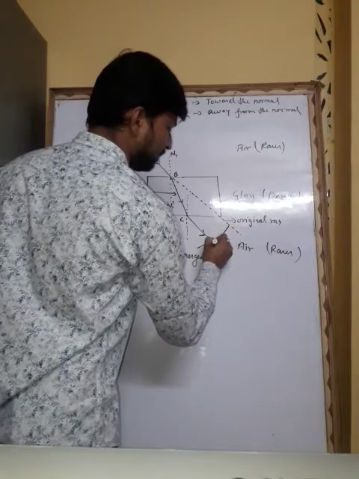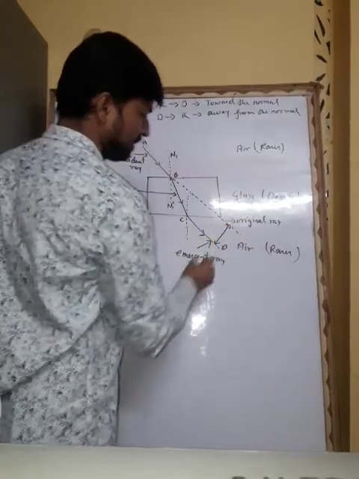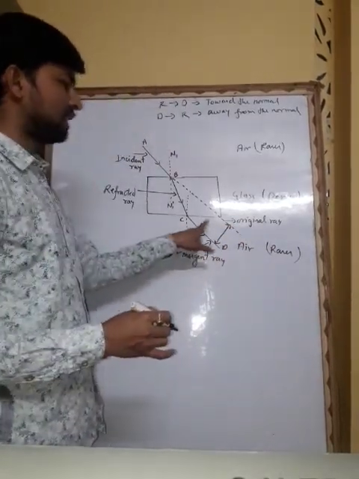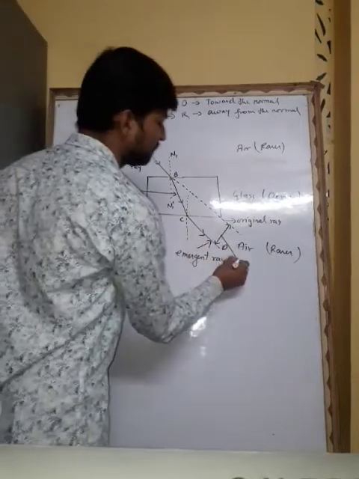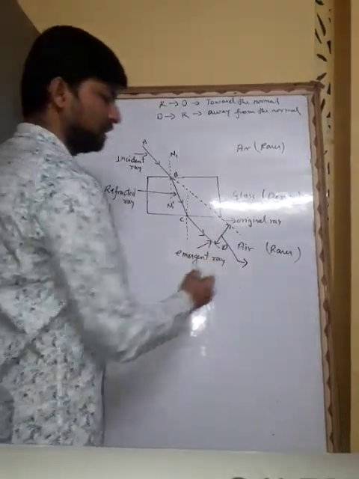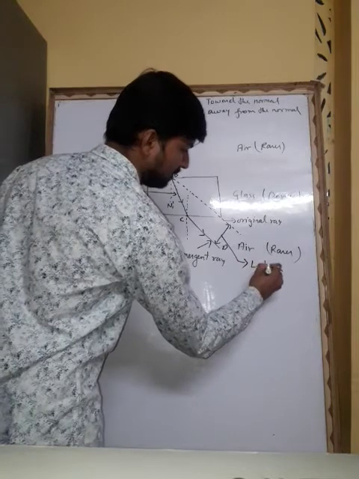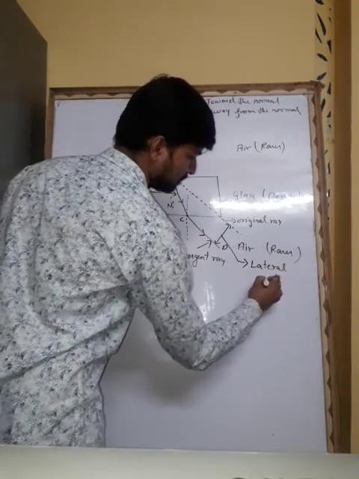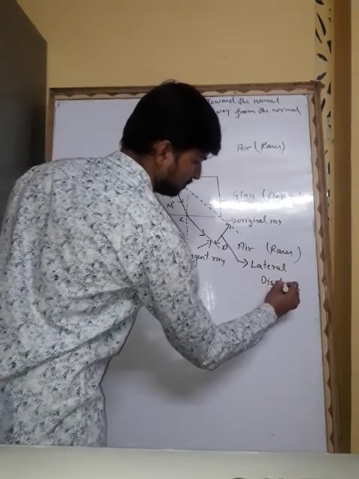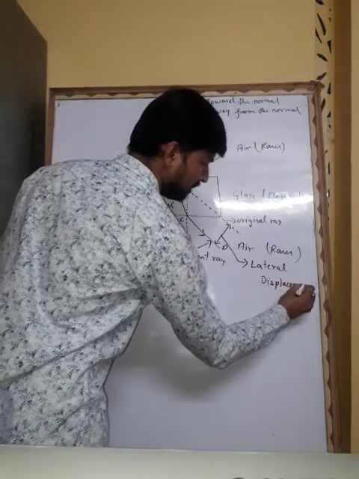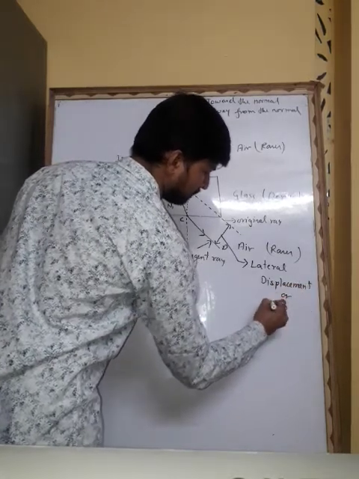And the distance between these two lines, the emergent ray and the original ray, we call lateral displacement or lateral shift.